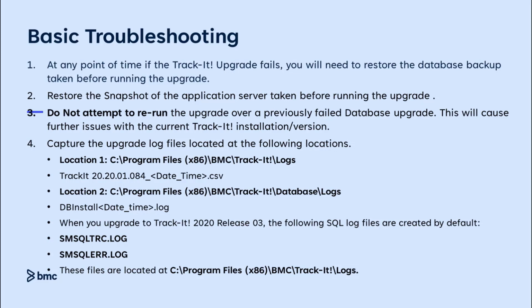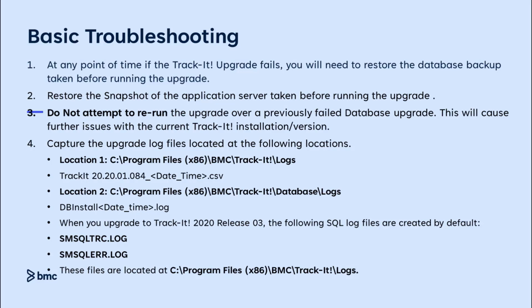While upgrading the TrackIt application, if the upgrade fails at any point, you will need to restore the database backup taken before running the upgrade, and restore the snapshot of the application server backup taken before running the upgrade. After restoring the application snapshot and the database, try to perform the TrackIt application upgrade once again. If the upgrade fails one more time with the same error, create a case with the TrackIt customer support team. Do not attempt to rerun the upgrade over a previously failed database upgrade, as this will cause further issues with the current TrackIt installation.